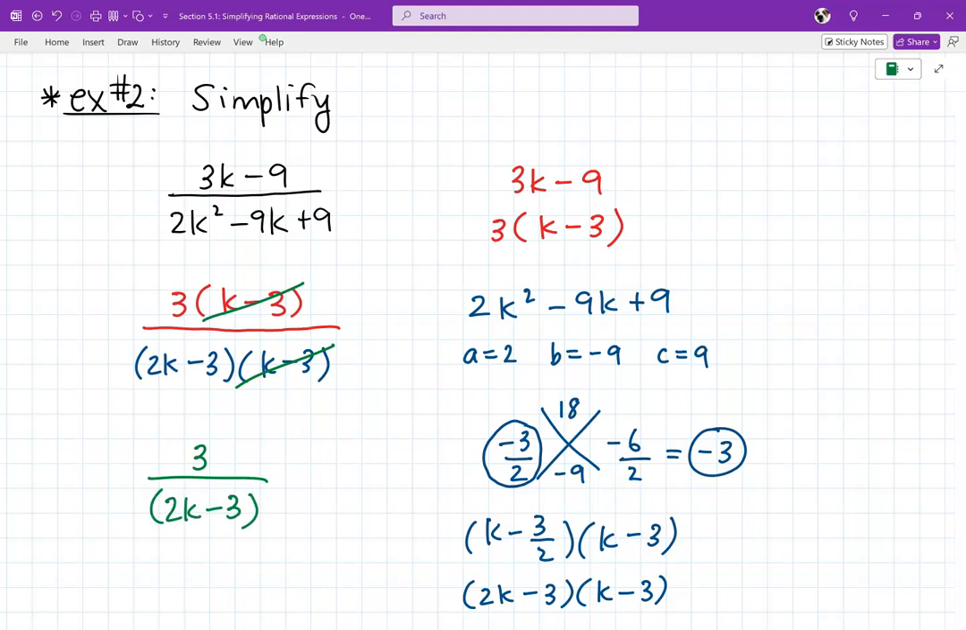Now, I want to warn you guys, because it happens all the time. Sometimes people will do this. They'll say, oh, this 3 cancels with that 3. Don't ever do that, okay? You'll notice the 2k minus 3, I left it in a parenthesis. That means that 2k minus 3 is stuck like glue. The only way you can get rid of 2k minus 3 is if another 2k minus 3 was above it. That has to match, okay? You can't just chop things up, right?